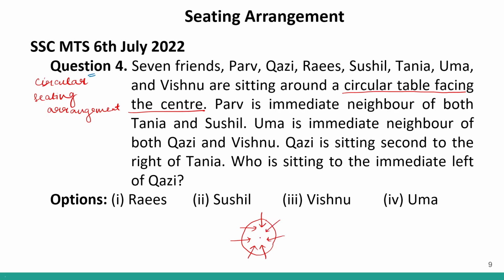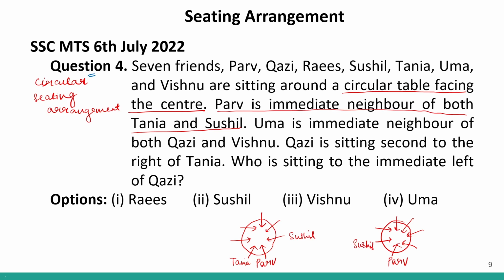Okay, let us come to the data. It is given to us that Parv is immediate neighbor of both Tanya and Sushil. So if Parv is over here, he is the neighbor of both Tanya and Sushil. So Tanya can come here and Sushil can come here. This is first possibility. Then we also have another possibility. So I am again taking 7 people. 1, 2, 3, 4, 5, 6 and 7. Correct? So if Parv is over here, other possibility is that Sushil is to the left of Parv and Tanya is to the right of Parv. Correct? This is other possibility. So we will take both the possibilities.